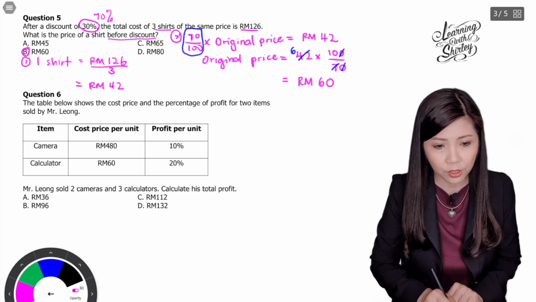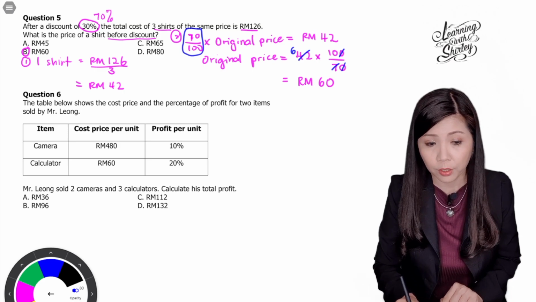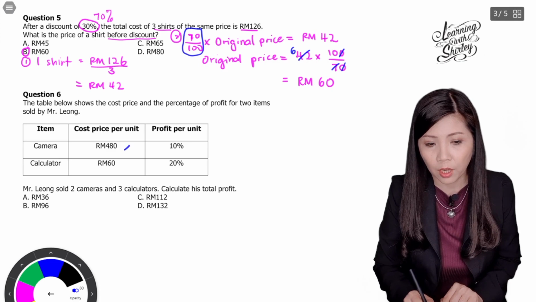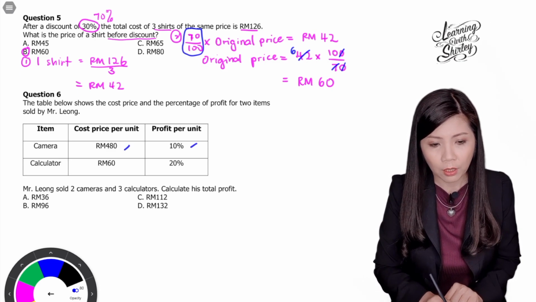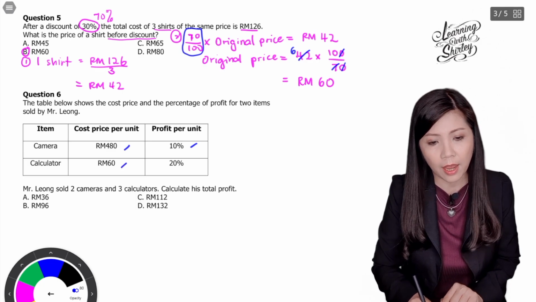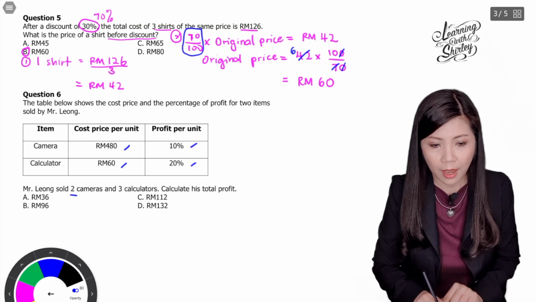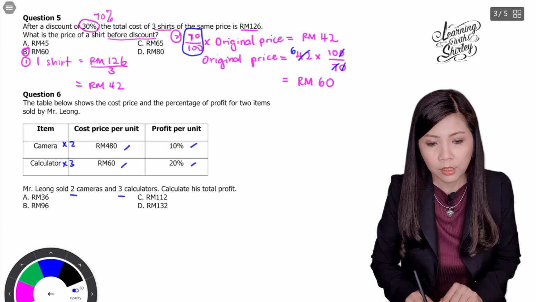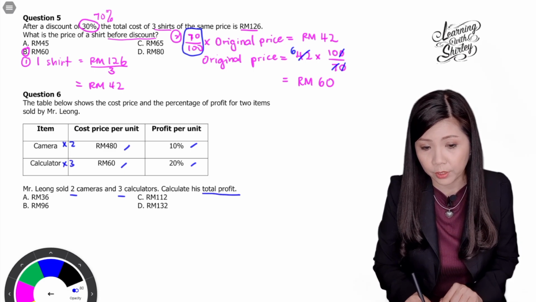Okay, let's move on to question number 6. The table below shows the cost price and the percentage of profit for 2 items sold by Mr. Leong. So the cost price for 1 camera is 480 ringgit, and the profit per unit is 10%. And for the calculator, the cost price is 60 ringgit and the profit is 20%. So Mr. Leong sold 2 cameras and 3 calculators, so I'm going to times 2 and times 3 here. So calculate total profit. The keyword is total profit. Later I'm going to add up the profit together.